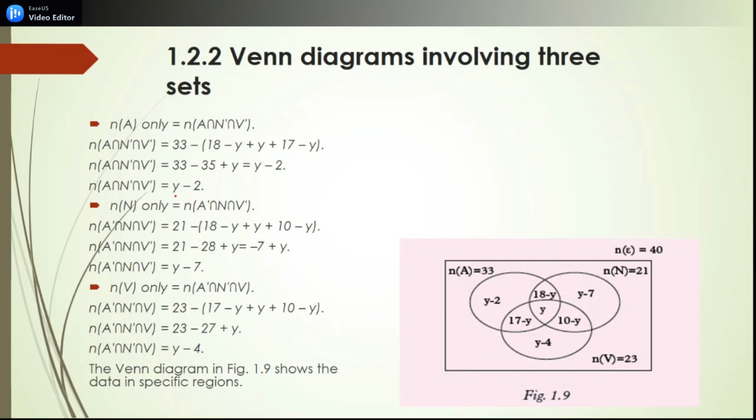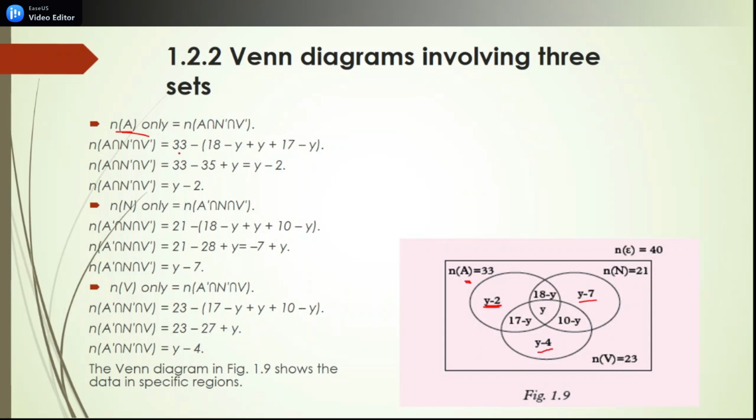We somehow find the tourists who visited only Akagera. We have to consider Akagera: y minus 2. The visitors who visited only Nyungwe National Park is equal to y minus 7. Tourists who visited only Virunga is equal to y minus 4.